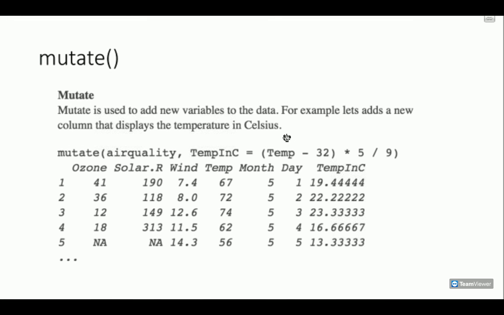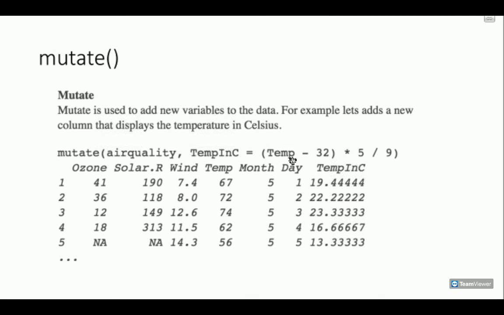All right, so the next function is called mutate. Mutate is used when you want to do some operations on the existing columns. If you want to do some arithmetic operations or calculations on your existing columns and create a new column and add it to the existing data set, then you use mutate. Here you use mutate, give it the data set, and we are creating the new column named temp inc, and we are performing some calculations on it.